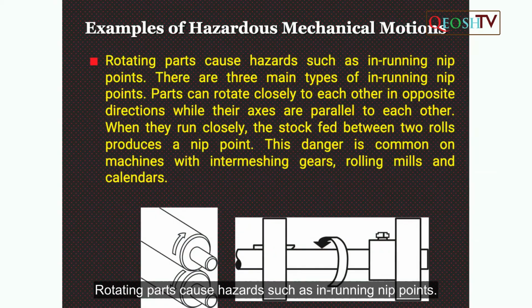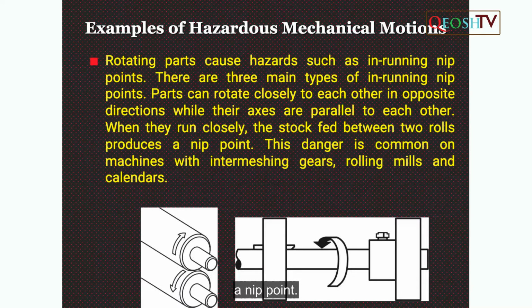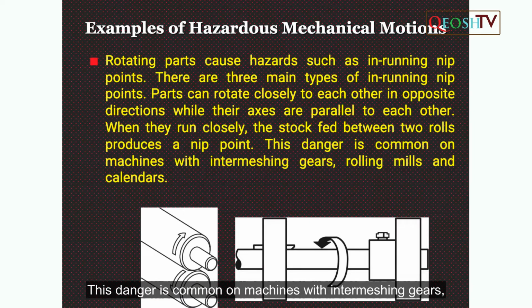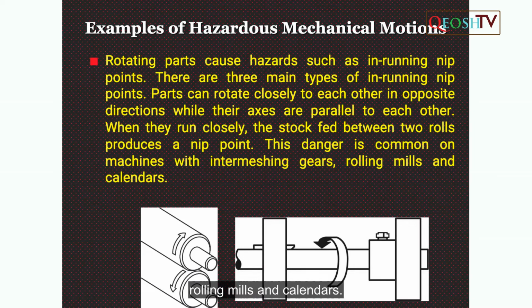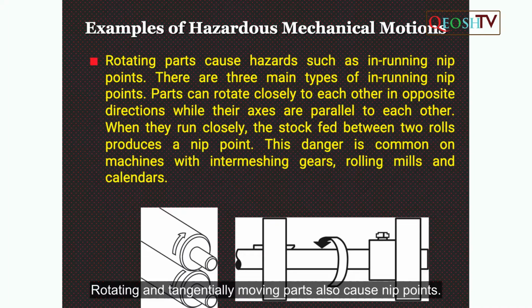Rotating parts cause hazards such as in-running nip points. There are three main types of in-running nip points. Parts can rotate closely to each other in opposite directions while their axes are parallel to each other. When they run closely, the stock fed between two rolls produces a nip point. This danger is common on machines with intermeshing gears, rolling mills, and calendars.